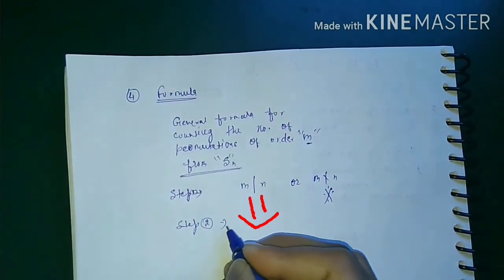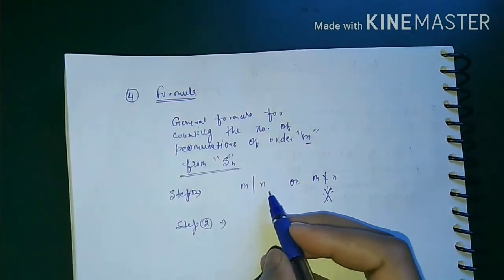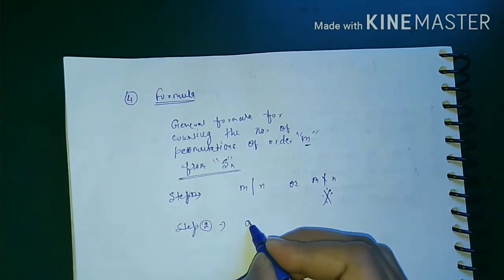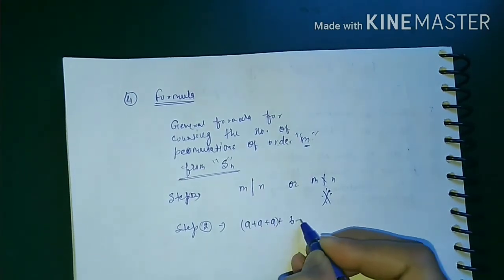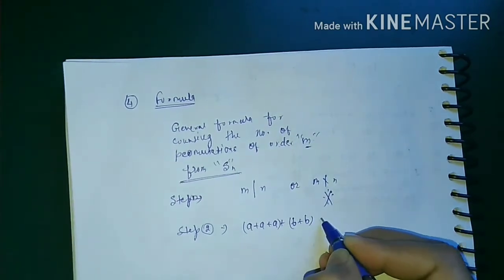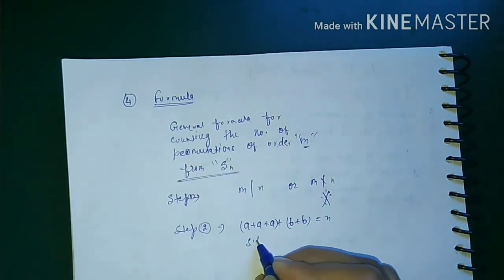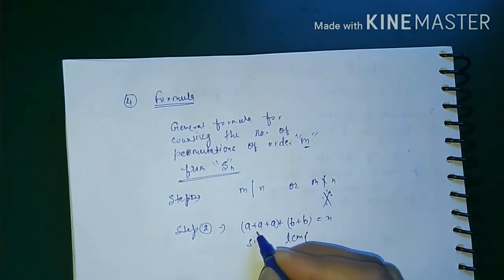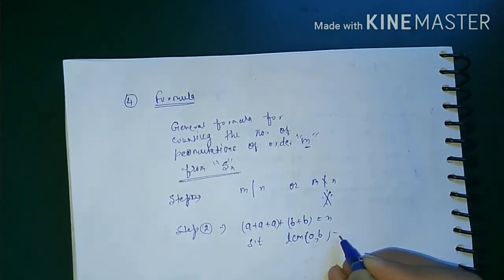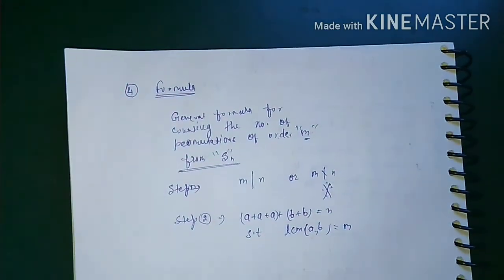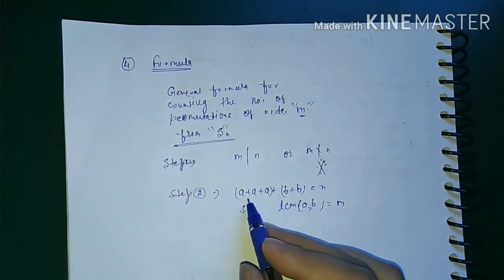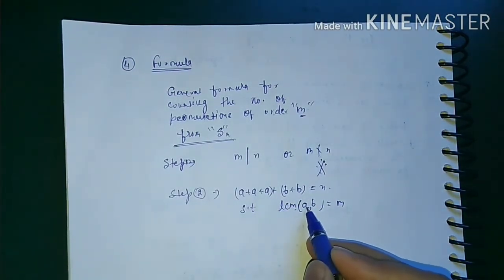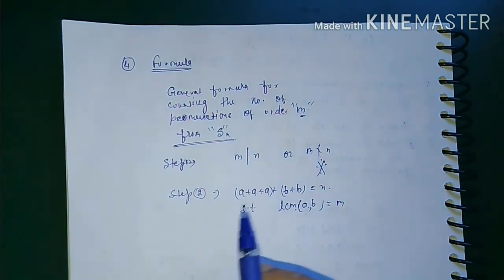In step 2, first we have to write a partition of n. Let a plus a plus a plus b plus b be a partition of n such that the LCM of a and b is m. That is, first we have to find a partition of n such that the LCM of the elements of the partition is m. Then we can apply the formula.